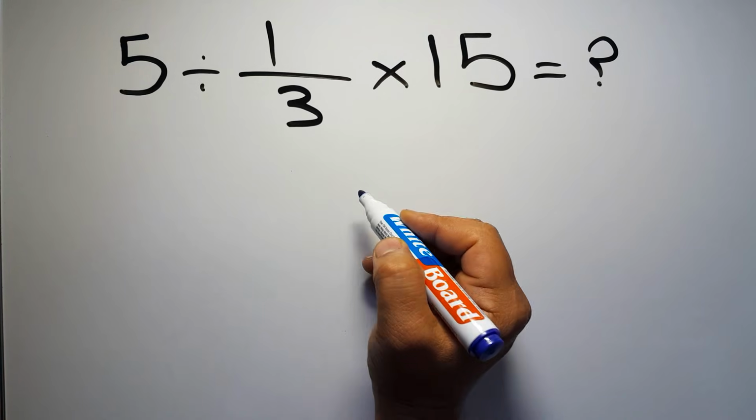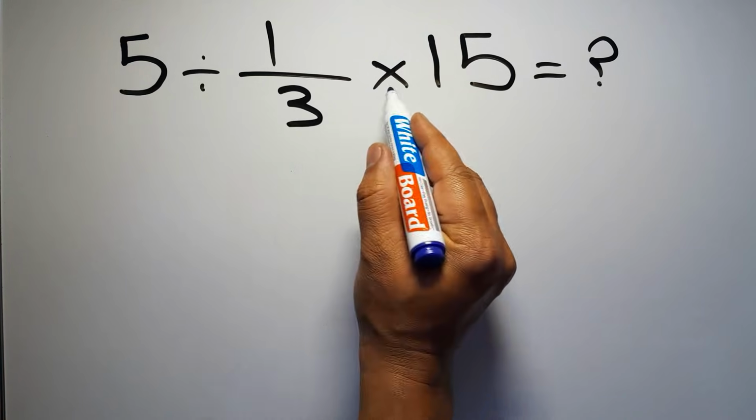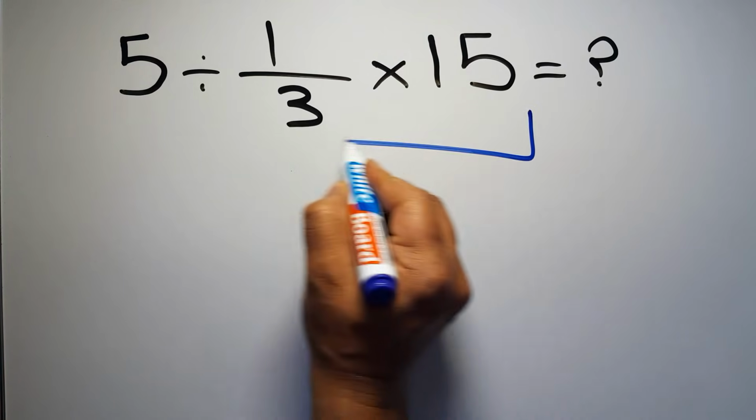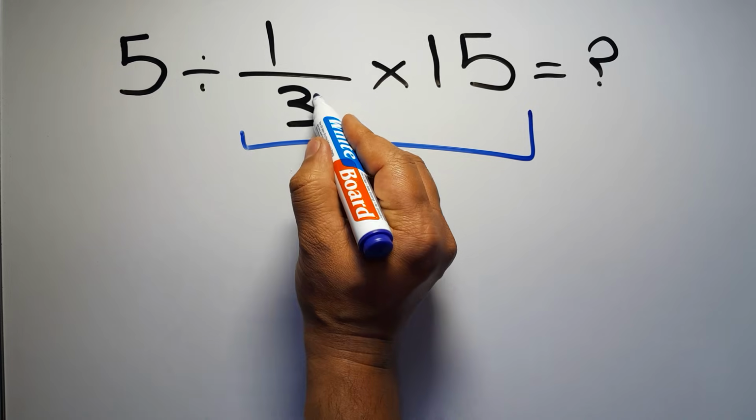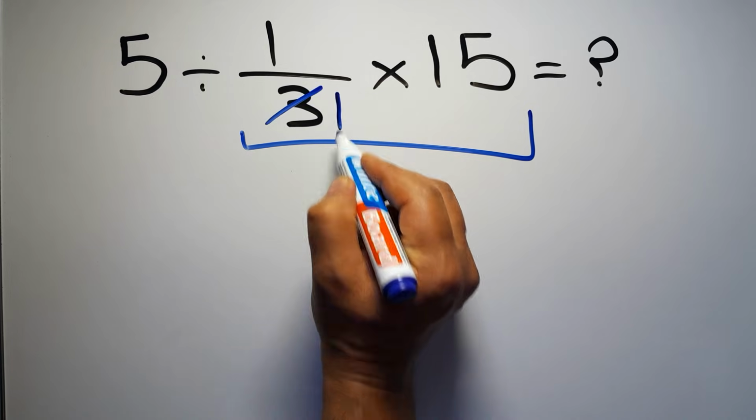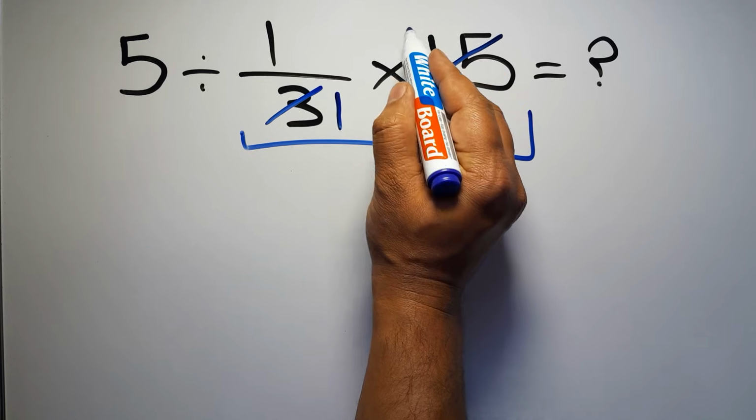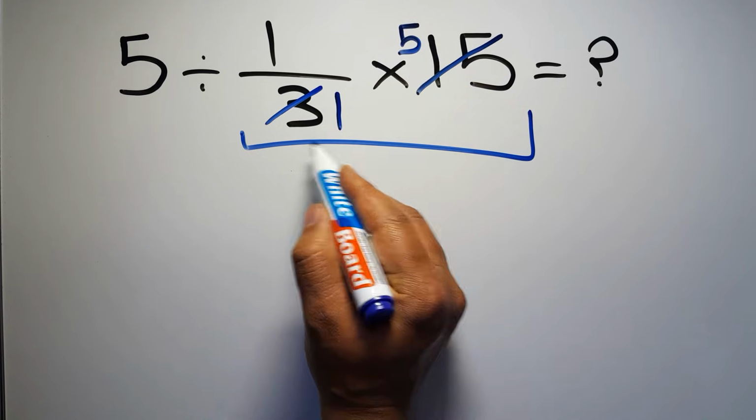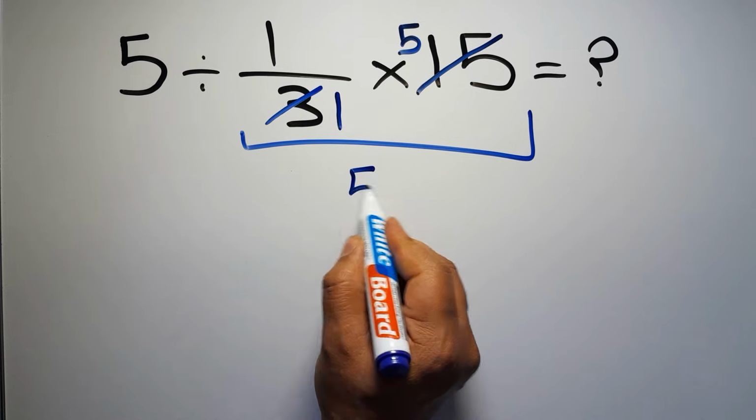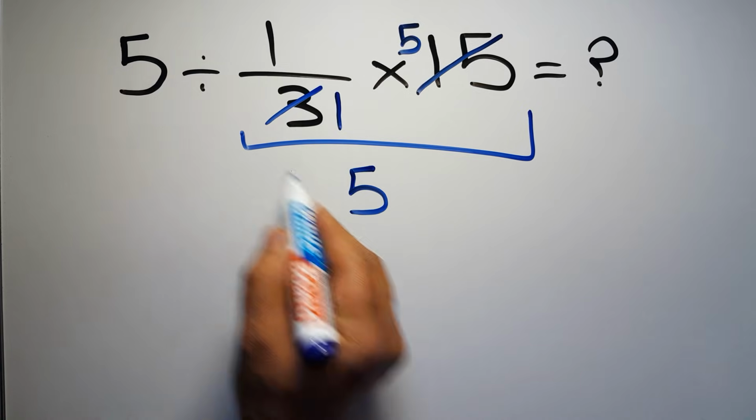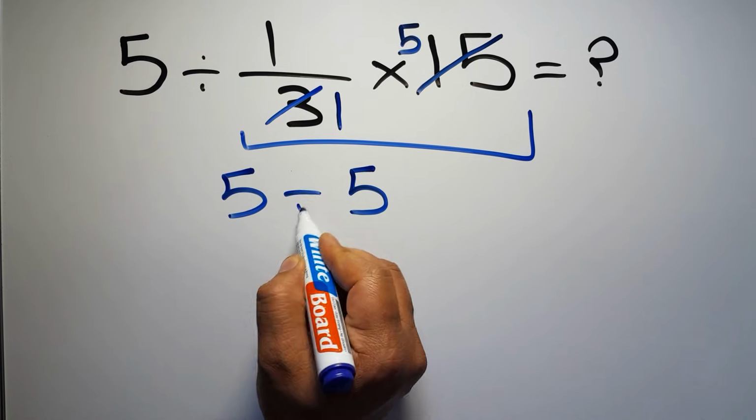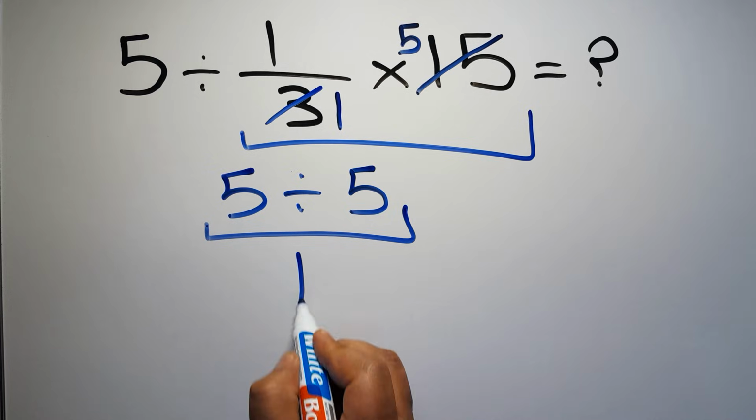First, we do this multiplication, 1 over 3 times 15. 3 divided by 3 gives us 1, and 15 divided by 3 equals 5. So here we have just 5. And 5 divided by 5 equals 1.